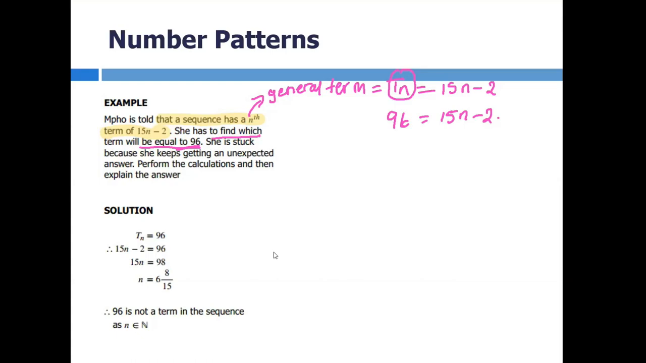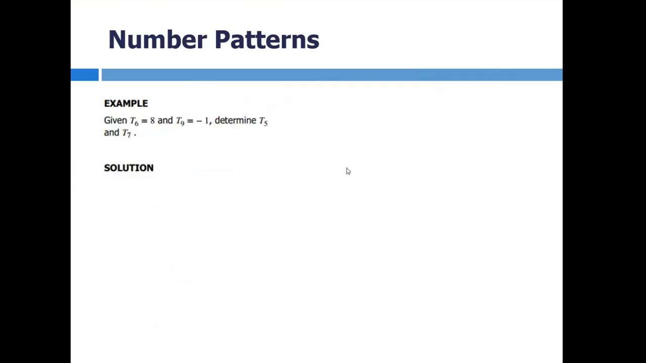Agreed? Because your sequence terms must be natural numbers, must be whole numbers. So if you get a decimal for n, automatically that means that particular number does not belong to this pattern. That's why she kept on getting an unexpected answer. All right, another example.